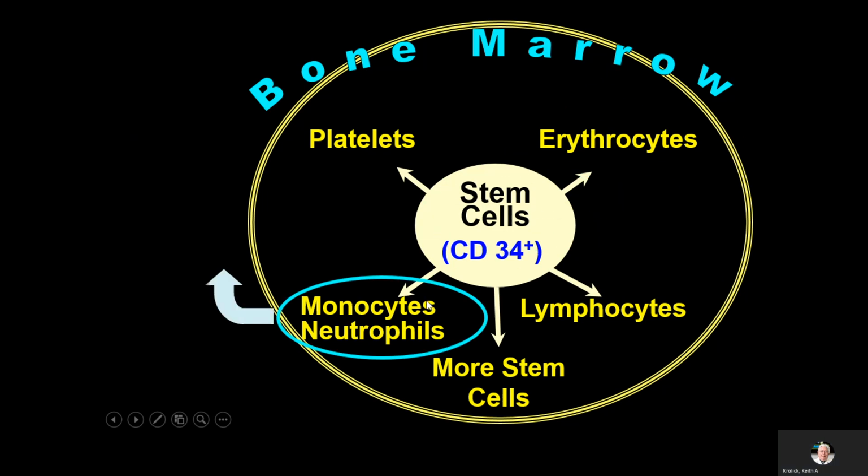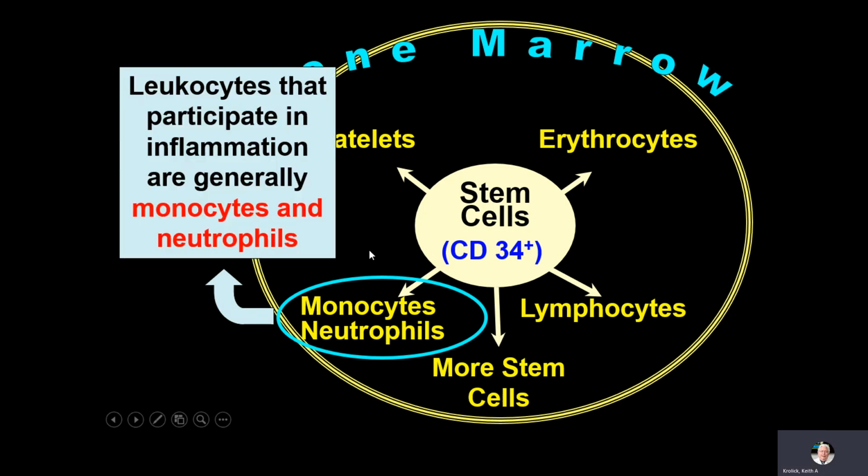So these monocytes and stem cells, platelets, erythrocytes, and lymphocytes come from there. And these are generally the cells that participate in our first line of cellular defense against infection.